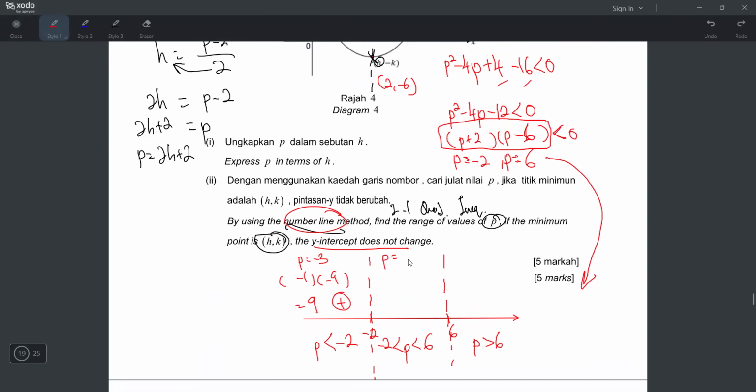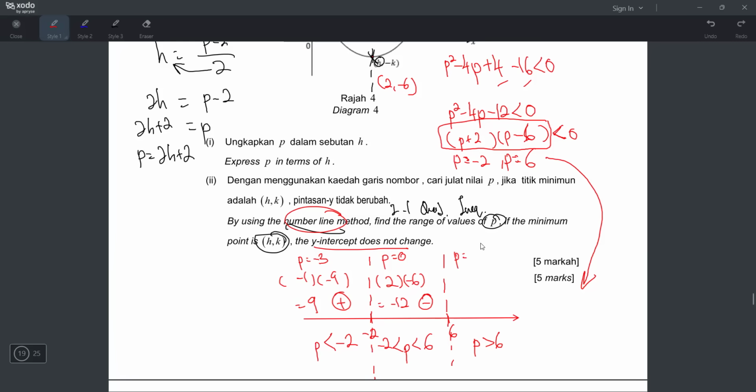And then for this one, you have to choose a value between negative 2 and 6. You can take 0. Yeah, if you want to choose any number between a negative number and a positive number, 0 will always be there. So let's sub 0. So there will be two brackets. The first bracket is 0 plus 2 is 2. 0 minus 6, negative 6. So negative 12. So it's negative.